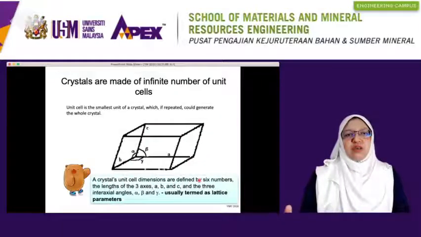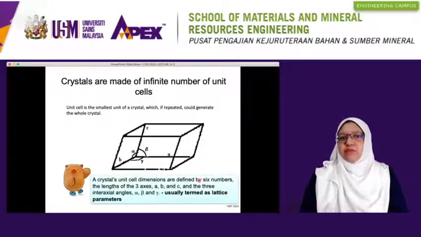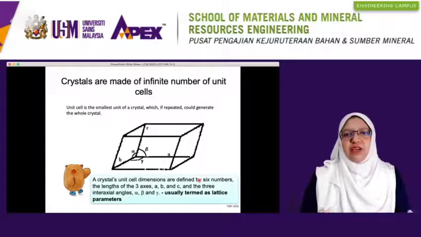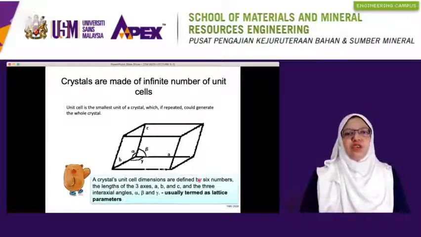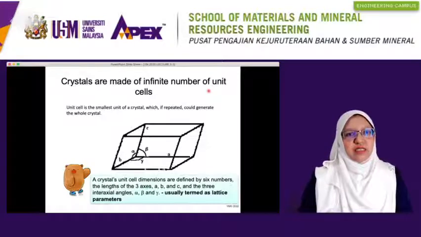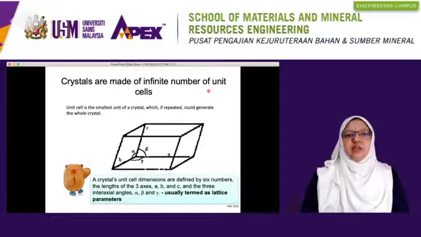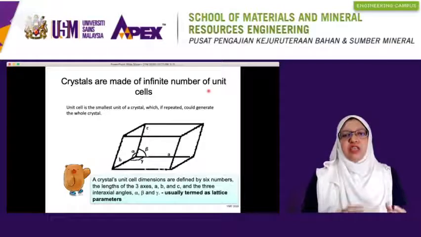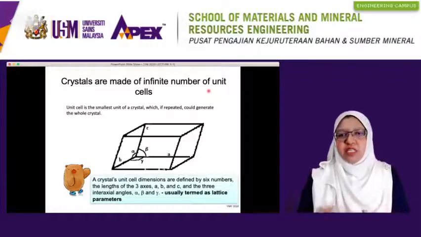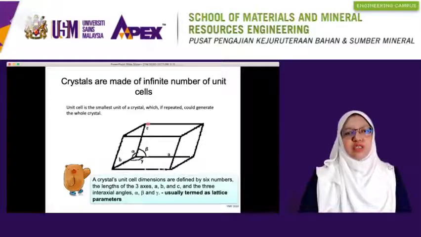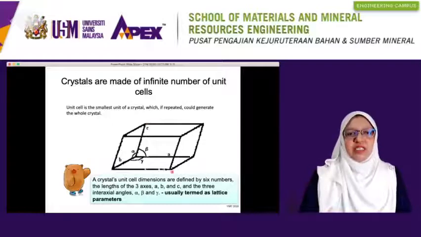So, again, what is crystal? Crystals are made of an infinite number of unit cells. But what is a unit cell? A unit cell is the smallest unit of a crystal, which, if repeated, could generate the whole crystal. This is an example of a crystal.